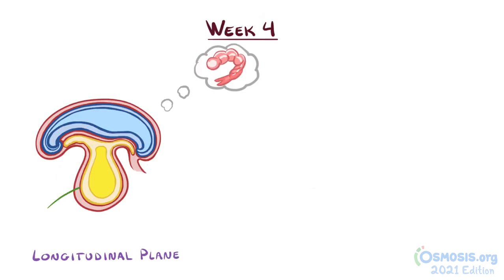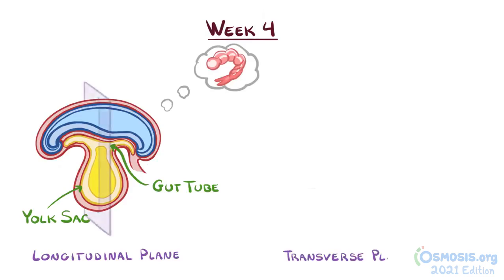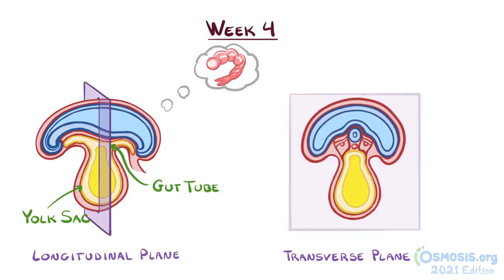The folding shapes part of the yolk sac into a gut tube, with the remainder of the yolk sac remaining connected not at the cranial or caudal end, but just in the middle. Now let's switch to the transverse plane, looking at a spot near the middle of our embryo where you can see the yolk sac.